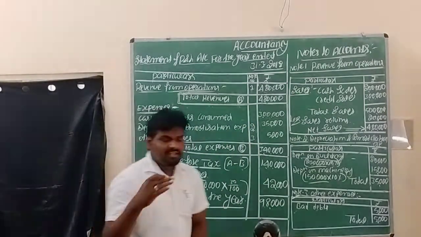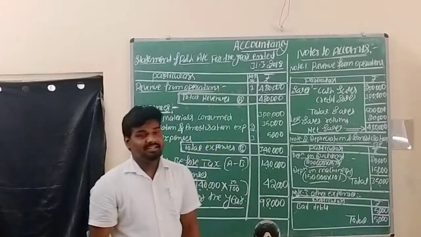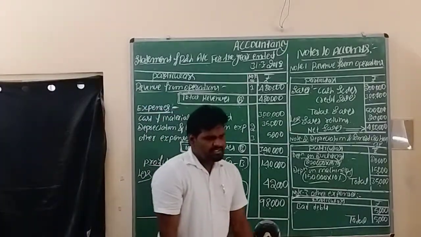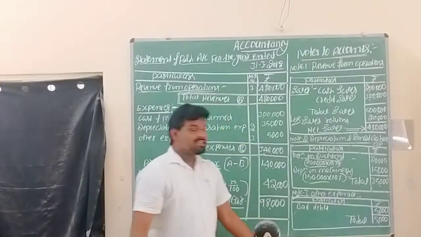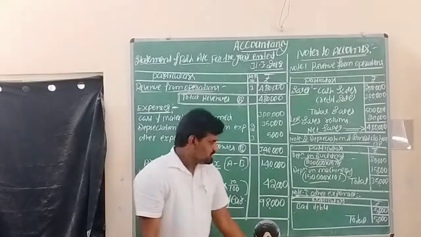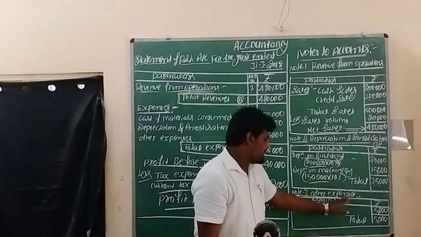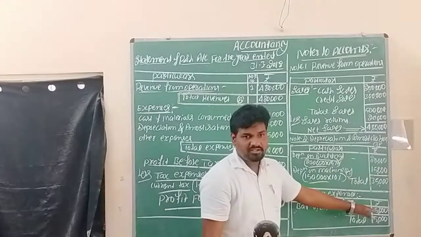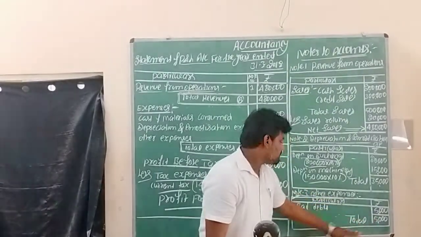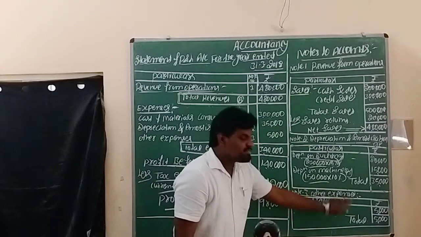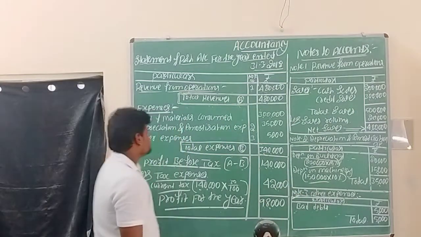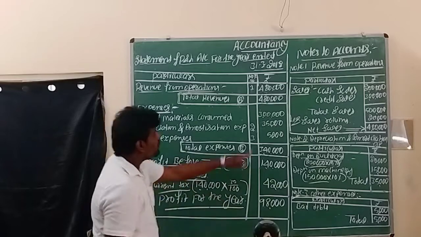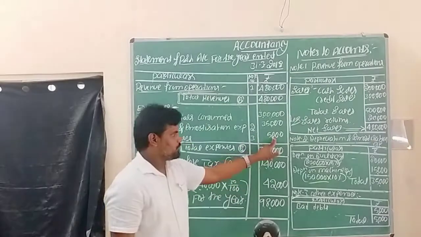Again, take one more new transaction, that is bad debts. In this, bad debts we can treat as other expenses. So we have to take note number 3, other expenses. Under that other expenses, bad debts. This is a total of 5,000. These 5,000 we can treat as other expenses in the business. So other expenses, note number 3, 5,000 rupees.